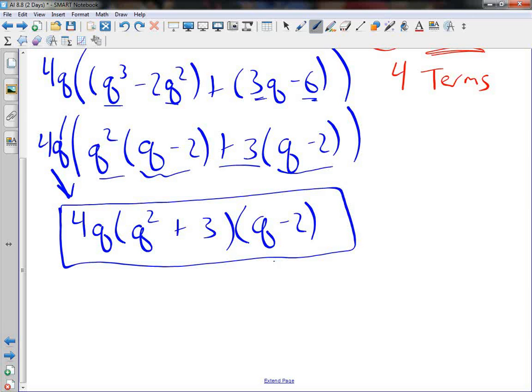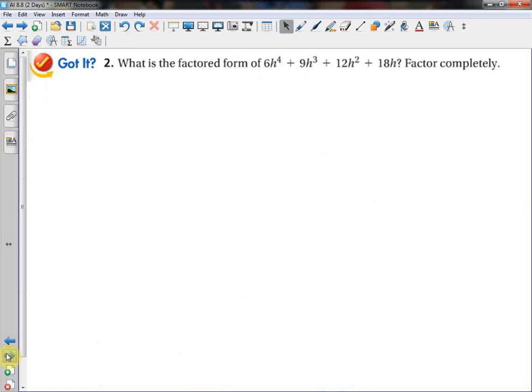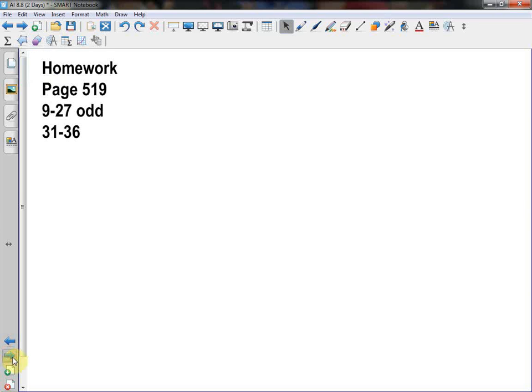All right, so to recap, what we want to do is we want to look for GCFs first, then grouping second. And grouping we're going to use when we have 4 terms. Okay. Here's one for you to try with 4 terms. Once you're done with this, please move forward. Your homework's on page 515.